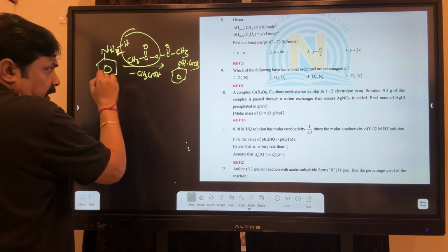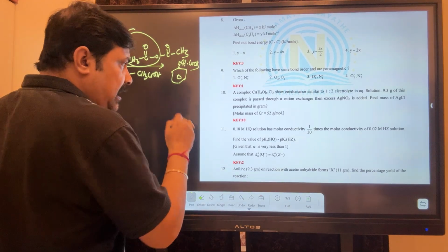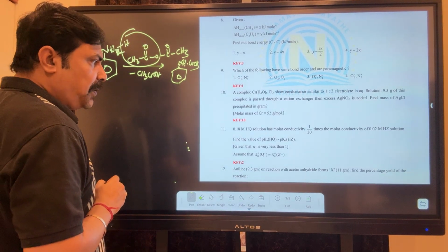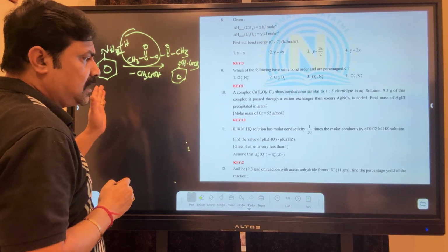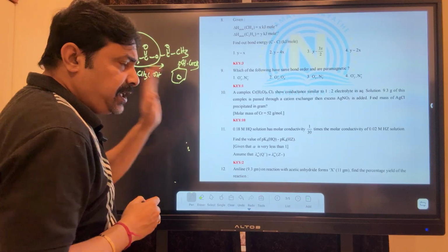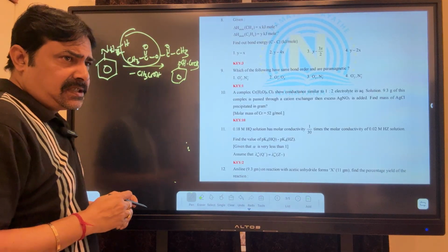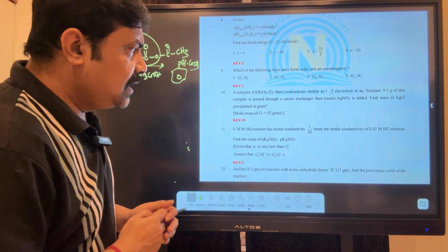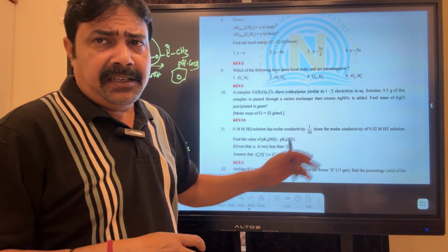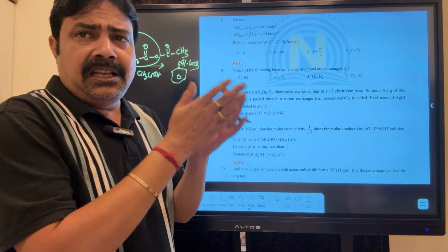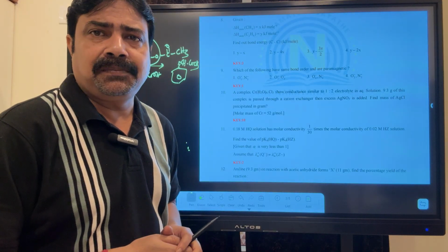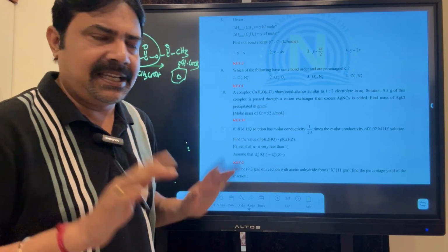That means 1 mole of aniline will form 1 mole of product. Then 9.3 grams means how many moles? That many moles should form, and then you have to calculate how many grams that is. You will see that the amount that should form is higher than 11, but it is forming only 11. So 11 divided by the theoretical amount, into 100, is your percentage yield. Point is clear? Very simple idea.